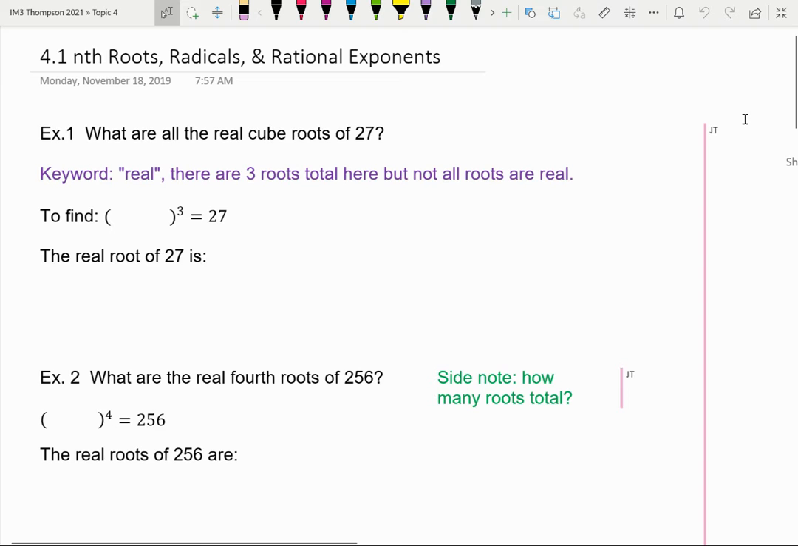Nth roots, radicals, and rational exponents. So a lot of things in this section are going to be about rules and setting us up. We're going to be doing a lot more computation when we get to 4.2.